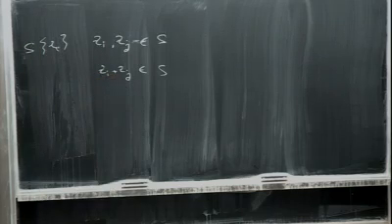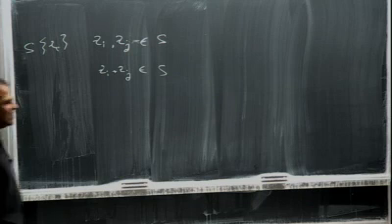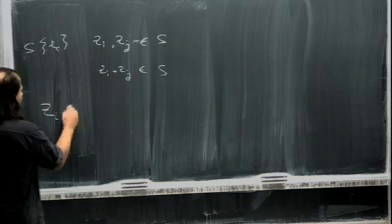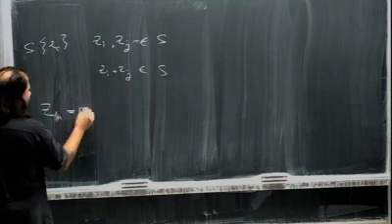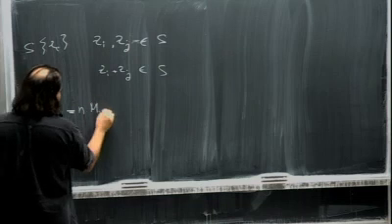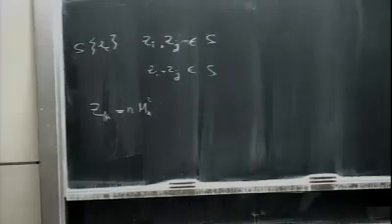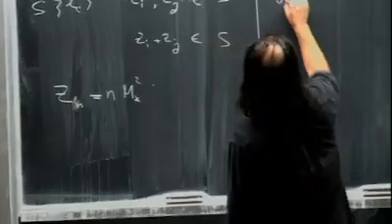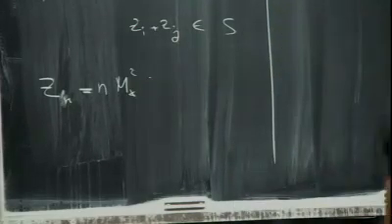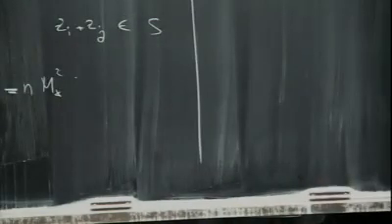You very quickly convince yourself, because if z1 is in there, 2z1 is in there, and by induction, everyone is in there. So that tells us that the zn are some n times some m star squared, some string scale squared. And we're done. Now we have our ansatz. Now we know what the amplitude is. Our amplitude is just the product that we wrote down.